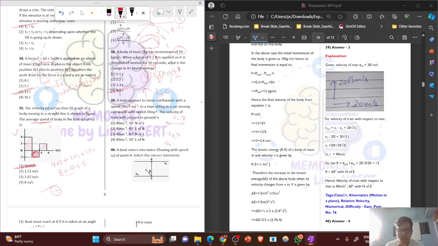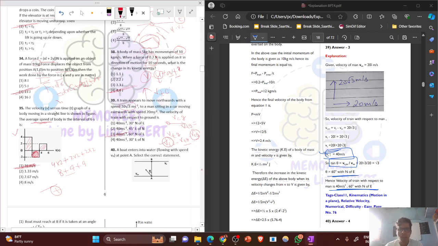Velocity of train with respect to car is equal to velocity of train with respect to ground minus velocity of car with respect to ground. We know this. We need to calculate this. You know this. So velocity of train with respect to ground is equal to this plus this. Simple. Just do it and get the value. Direction you calculate using tan theta. It's simply north of east. So correct answer is 40 meter per second, 45 degree north of east. Sorry, angle is 60, so north of east.